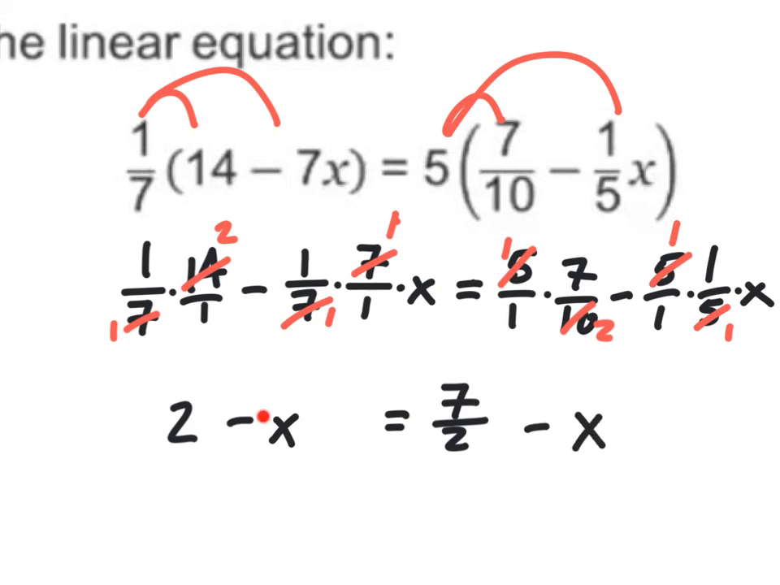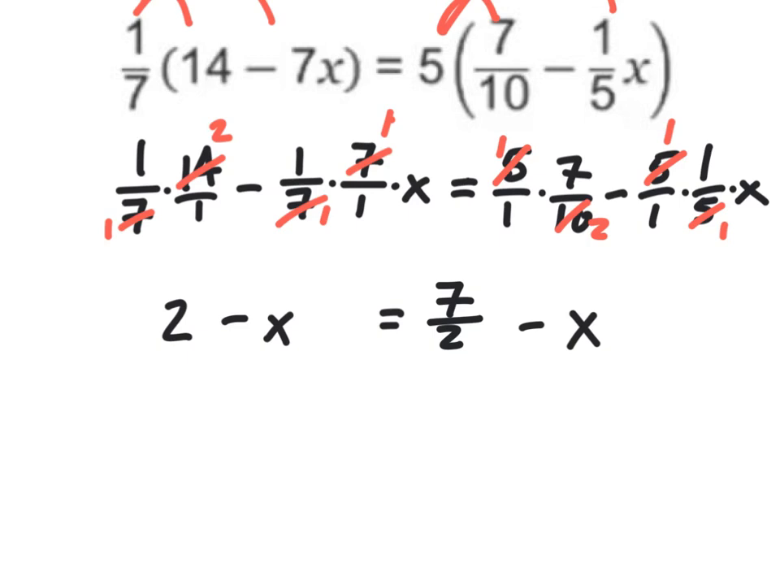Now notice that I have the same minus x on the left as I do on the right. And I've got the 2 and then the 7 halves. So this is going to be no solutions. So let's take a look. Let's go ahead and add an x to both sides, and let's see what happens here.